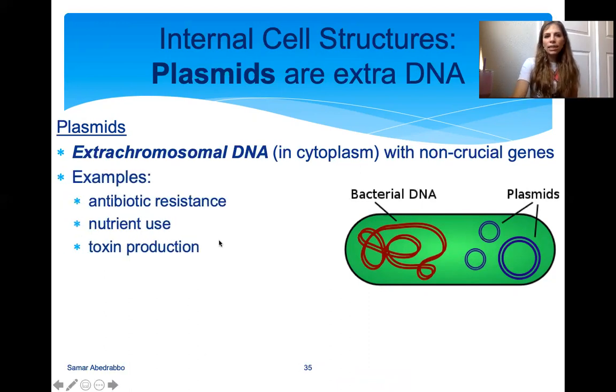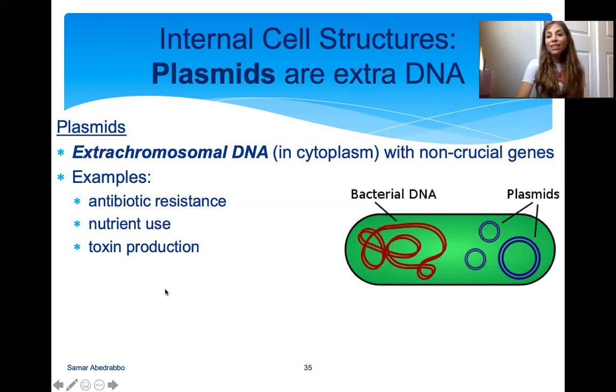Examples of genes that we could see on a plasmid that bacteria can have are antibiotic resistance. Some plasmids give bacteria the ability to break down milk or something, so nutrient use, toxin production, just extra non-crucial genes, but they can make a bacterium really good at causing infection.